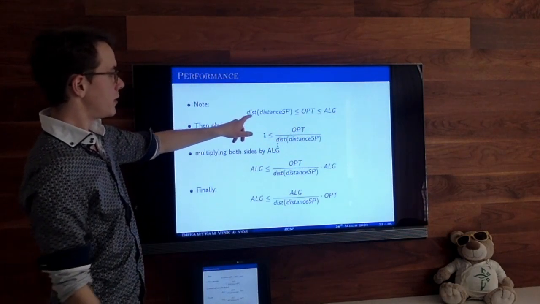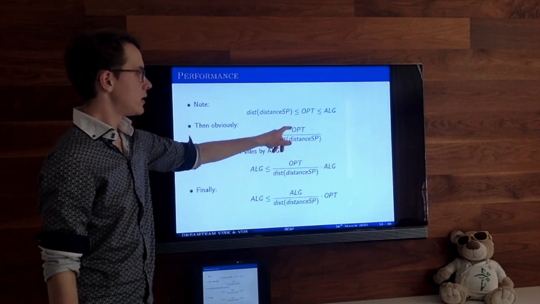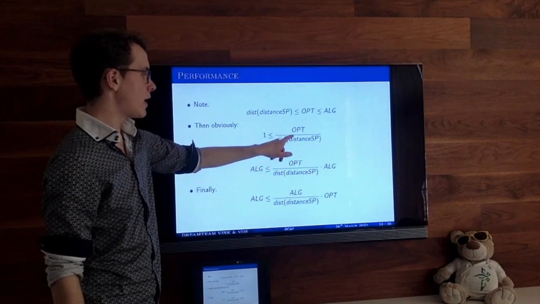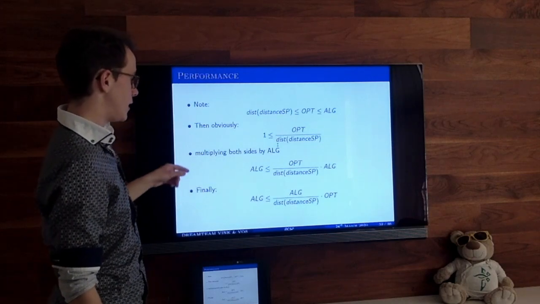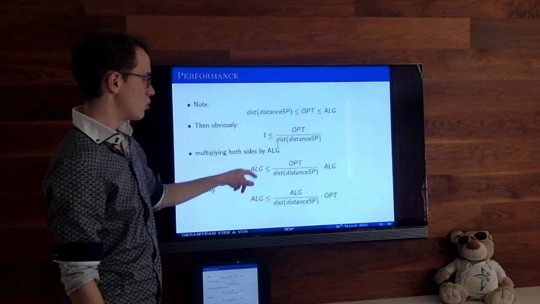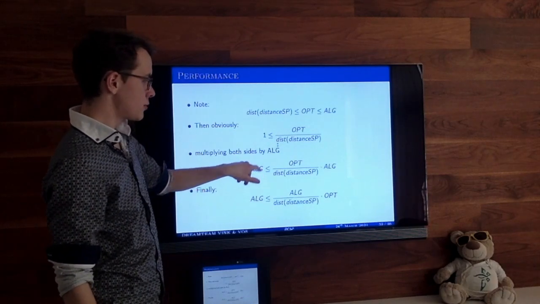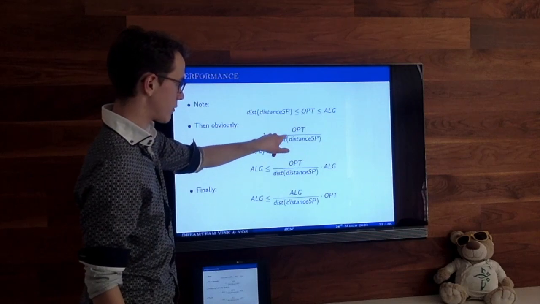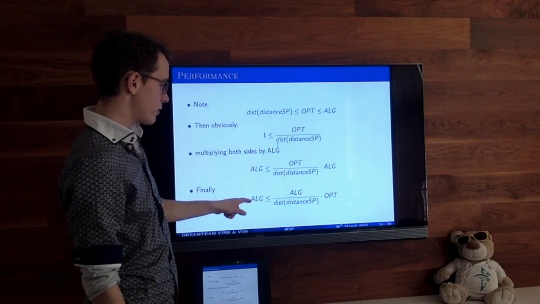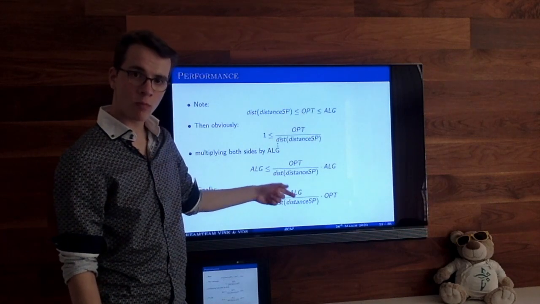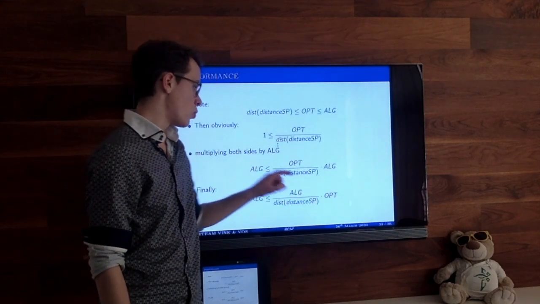Okay, so from this obvious inequality, we get to this, that 1 is smaller than or equal to the optimum divided by the distance shortest path, because optimum is going to be bigger than this distance. Then, if we multiply both sides by the algorithm, then we get an algorithm smaller than or equal to the optimum over this factor that's bigger than 1 times the algorithm. And then we can rewrite it by saying that our algorithm is smaller or equal to the output of our algorithm divided by the distance of the distance shortest path times optimum. What does it mean?